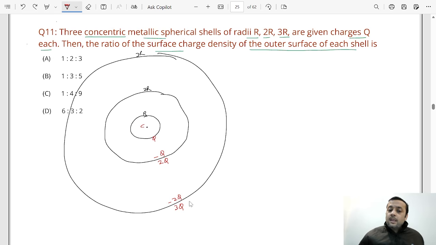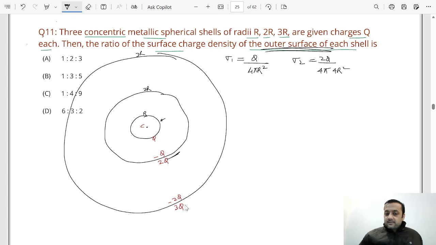All right. So look, now if we are to write the charge density for the first shell, we have to talk about the outer surface only. So sigma 1 of the outer surface is charge upon 4 pi r square. If I talk about sigma 2, that means this surface, here the charge is 2q, and the area is 4 pi into 2r square, which becomes 16 pi r square. And for the third surface, the charge is 3q, and the area is 4 pi into 3r square, that means 36 pi r square.